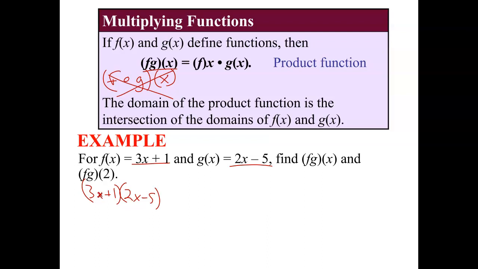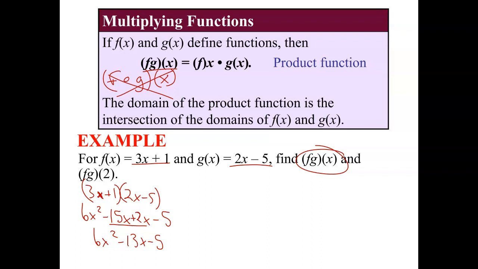Distributive property. 6x squared. Keep going. Good. Plus 2x minus 5. Combine your like terms. 6x squared minus 13x minus 5. That is f times g of x. Okay, that's that combination, f times g of x.